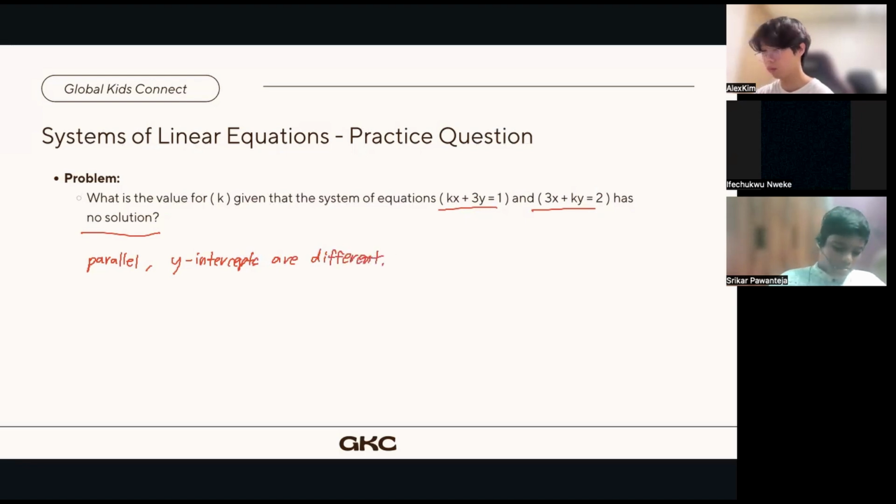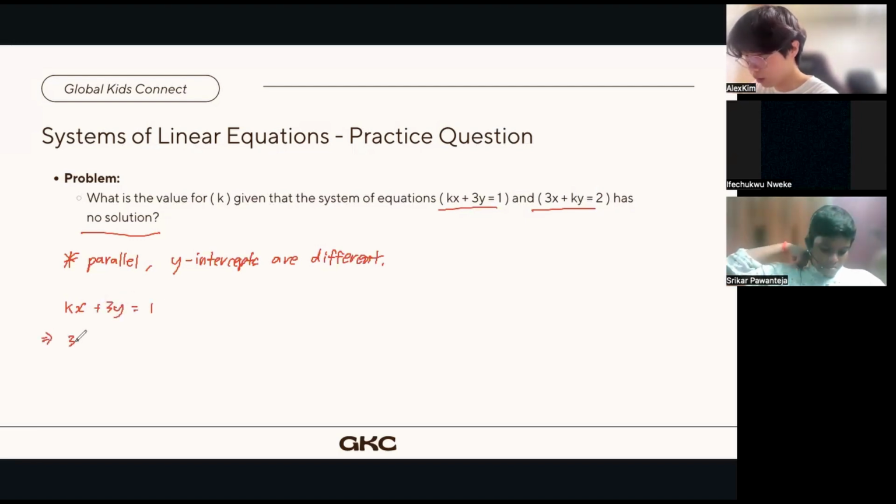So knowing this, we can first start off by re-expressing the equations like we have done until now. So we'll do that now. So kx, the first equation, plus 3y equals 1. Isolate y: negative kx plus 1. And then we'll have y equals negative k over 3 x plus 1 over 3.